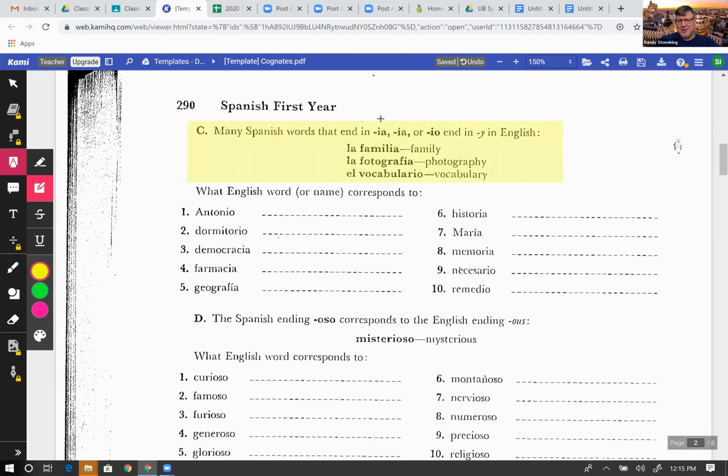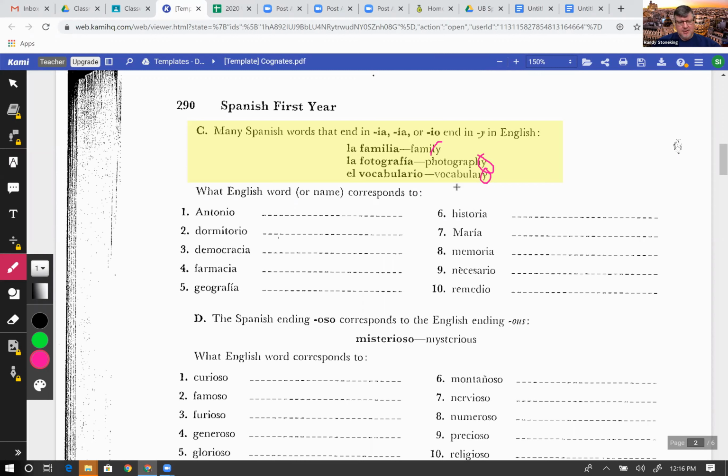So the word's going to end in either IA, accented IA, or IO. And that's going to be the equivalent of a word that ends with Y in English. And again, sometimes 4 or 5% of the time, there are going to be words that don't translate like that. But for the most part, we can make a guess as to what we think it is. So we have words like familia becomes family, fotografía, photography, or vocabulario. Those words that end with an IO or an IA, we can exchange it for a Y, and we can make a very educated guess, okay?